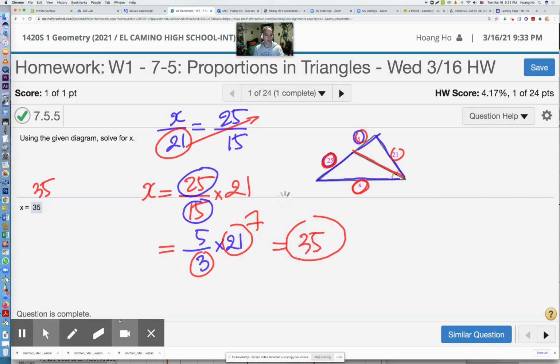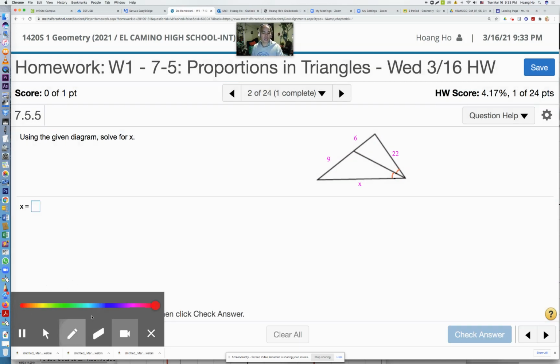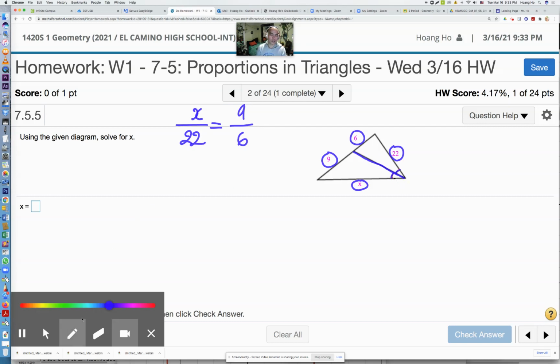All right, question number 2. Very similar. I can set up x over 22 equals 9 over 6, because I have this triangle and this is an angle bisector. Look at the marking: these two angles are congruent. So then you can set up this proportion.